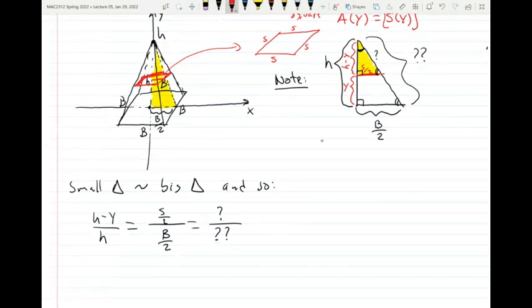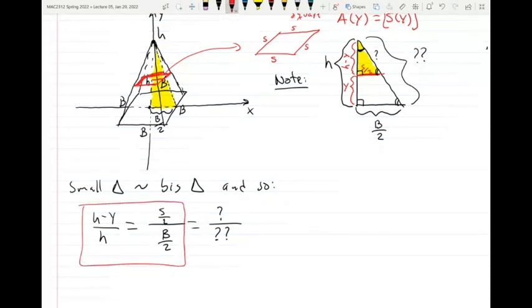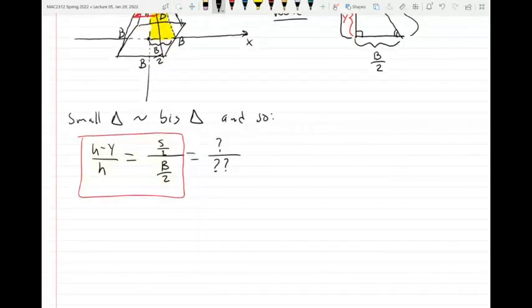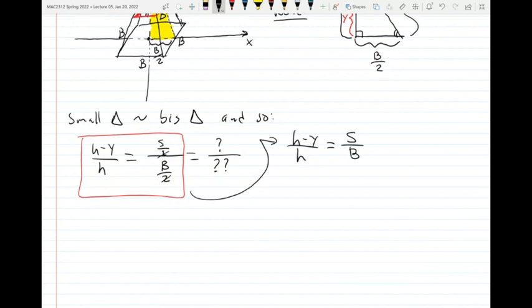Now, because of this proportionality relation, from here, I can solve for s. That's what I'm gonna do. I'm gonna figure out what s is. So, by the way, notice that here, the 2's cancel out, right? And then we can update this, and we can write h minus y over h equals s over b. And now, solving for s, we get that s equals b times h minus y over h. You okay with this? All right.